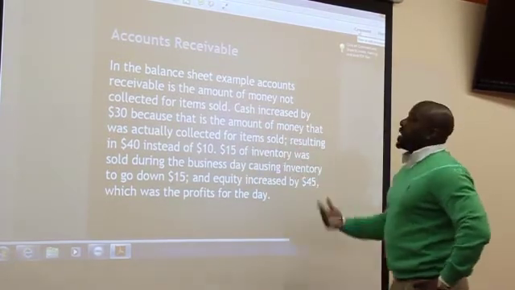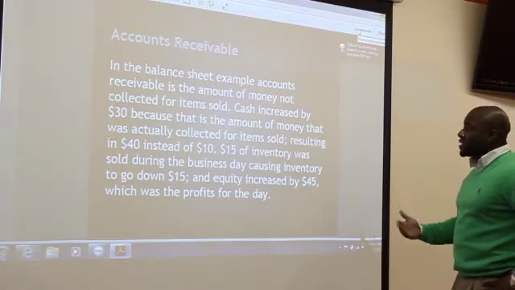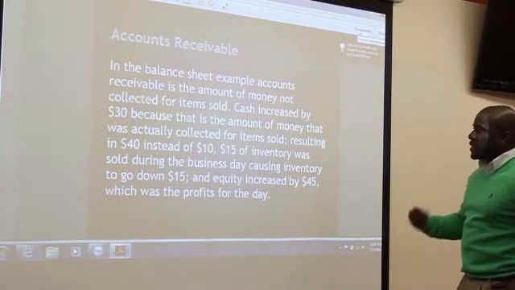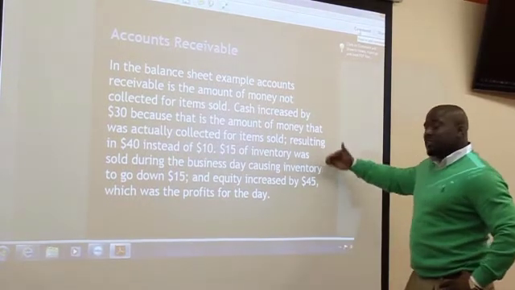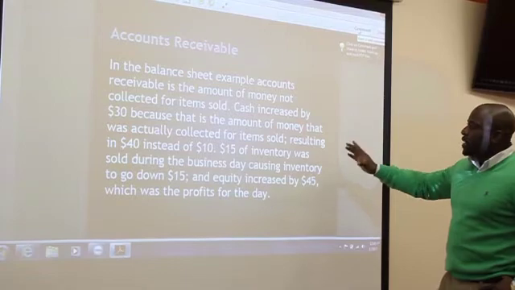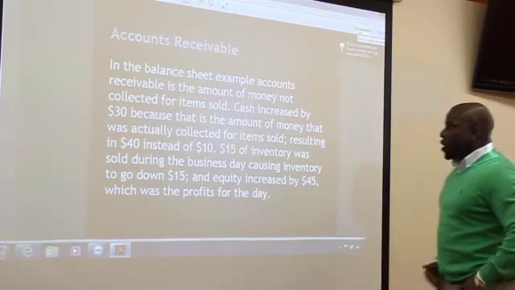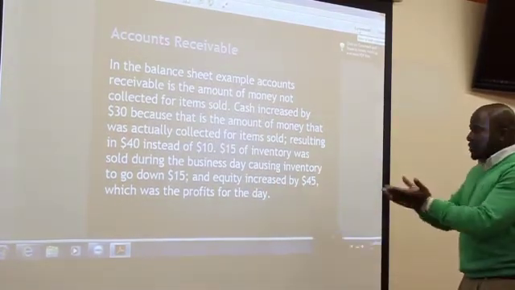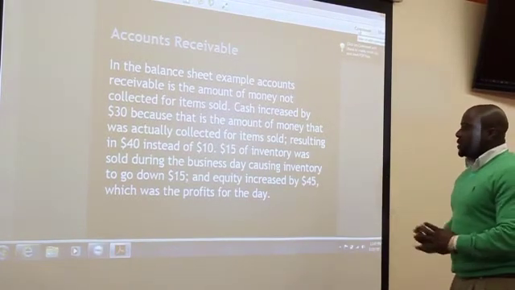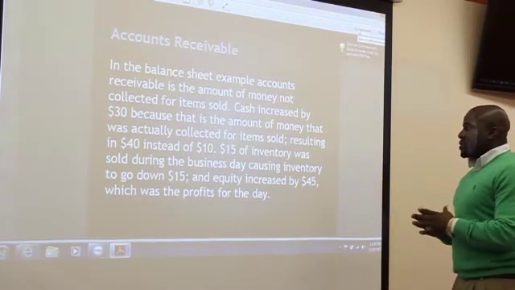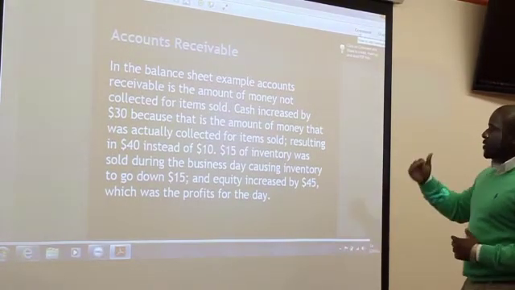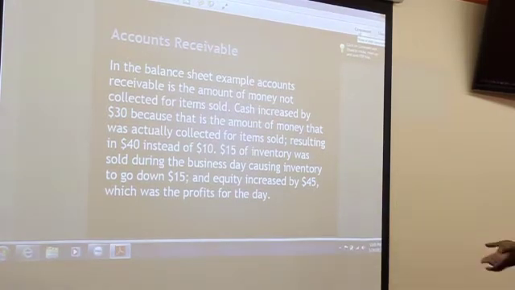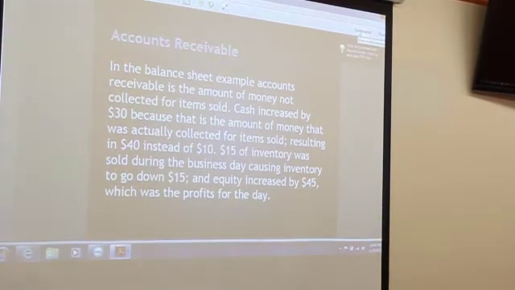Cash increased by $30 because that is the amount of money that was actually collected for items sold, resulting in $40 instead of $10. So going back to the original balance sheet, when we only had cash of $10, we made $30 that day, which increased it to $40. $15 of inventory was sold during the business day, causing the inventory to go down from 15, and equity increased by 15. So our equity was at 30, but it increased by 15, to 45, which was the profit for the day.